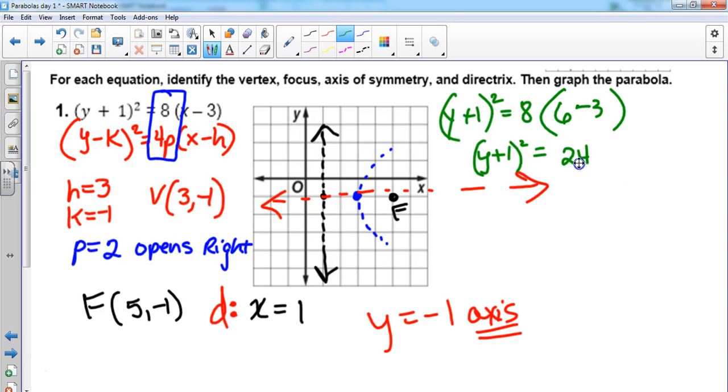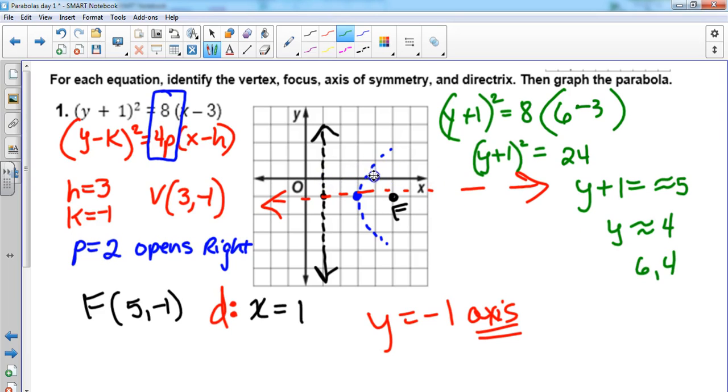The square root of 24 is roughly what? Square root of 25 is 5. You can type it and get 4.9. I'm just going to go roughly 5. So when I square root, I get y plus 1 equals roughly 5. If I subtract 1, I have y is roughly 4. So when I put in a 6, I got out a 4. That's not 100% accurate, but I don't care.